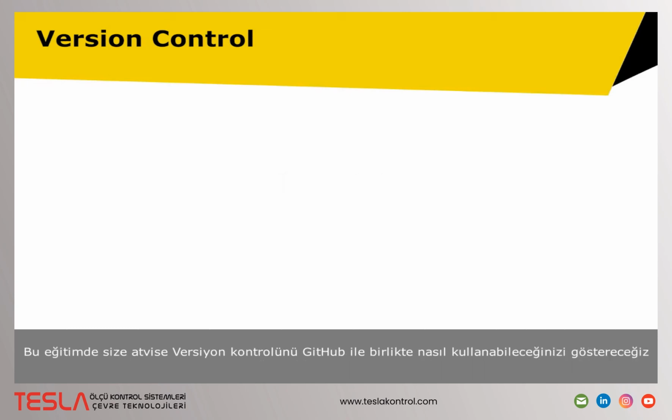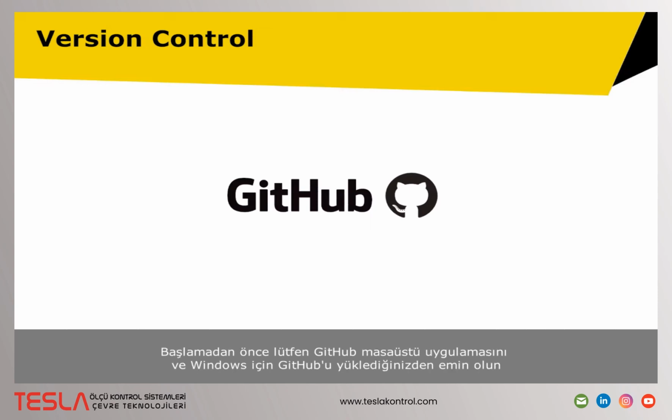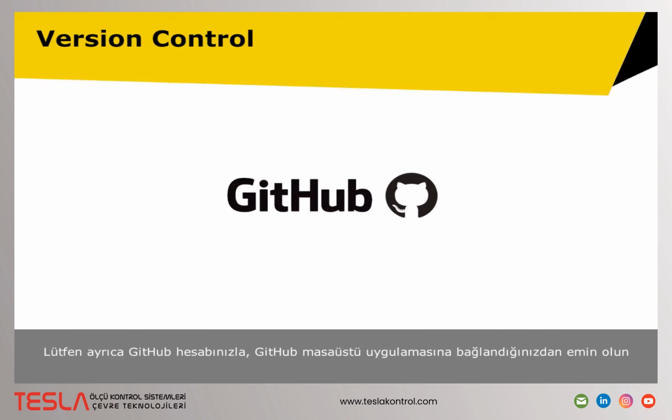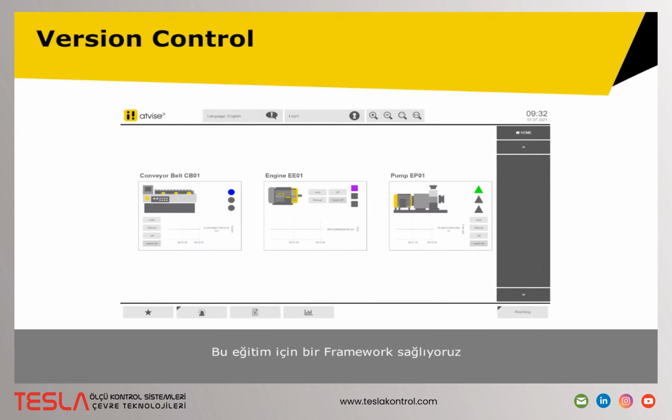In this tutorial we will show you how you can use the Atvise version control in combination with GitHub. Before you start, please make sure you have already installed the GitHub desktop application and GitHub for Windows. Please also make sure you have already connected the GitHub desktop application with your GitHub account. We are providing a framework for this tutorial. You can find the link to the download in the video description.